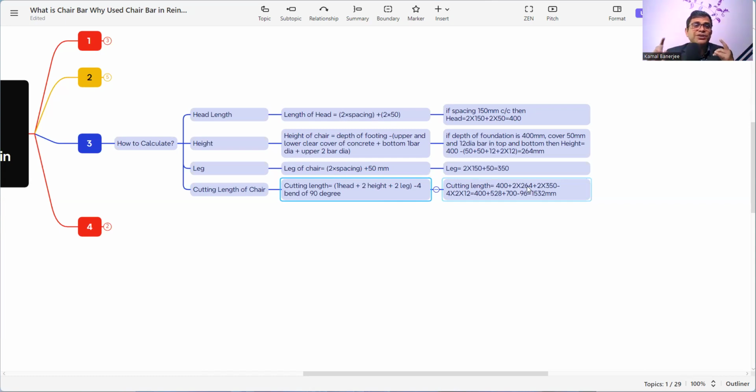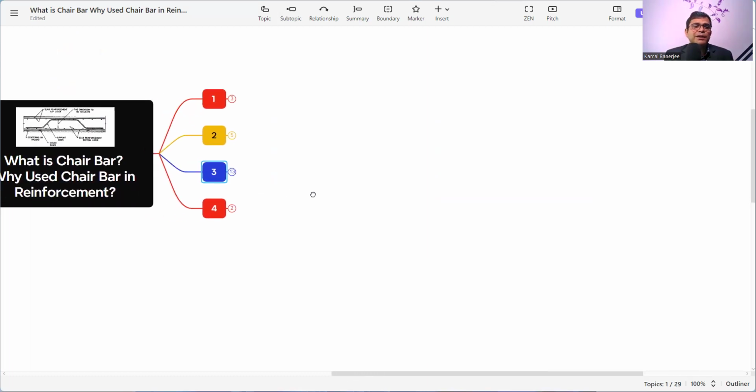There are three parts of the chair: head, height, leg. Head will be two spacing plus 2 into 50. Height will be depth of foundation minus upper cover minus lower cover minus one bottom dia bar minus two upper dia bar. And what is the leg? 2 into spacing plus 50. And the cutting length, one head, two height, two leg, minus 4 number 90-degree bends. So these are the formulas for calculating the chair. So whenever you are on the site, whenever you are calculating the chair length or chair cutting length, apply this formula. And now we need to place the chair at the site.